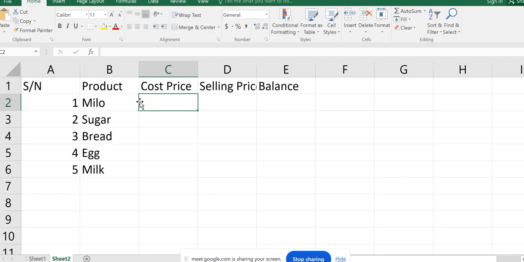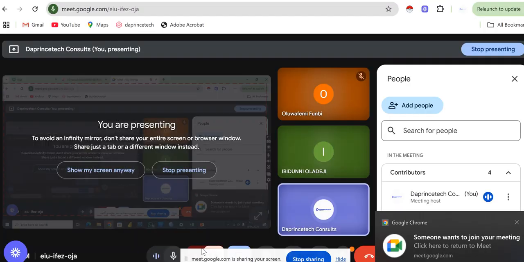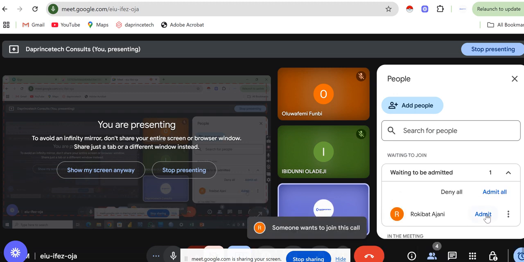So the cost price, don't forget this is a product. So which means the cost price will be different.